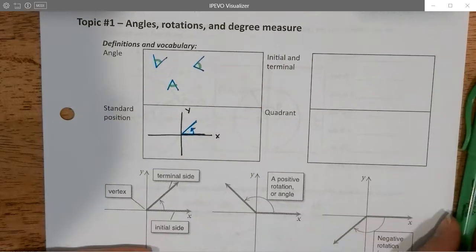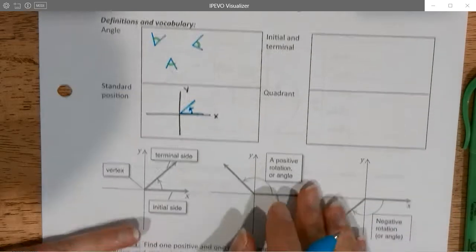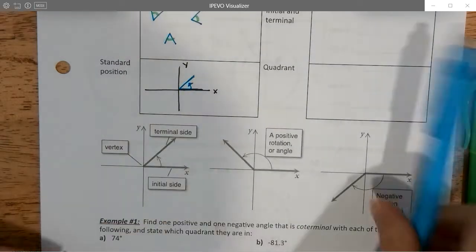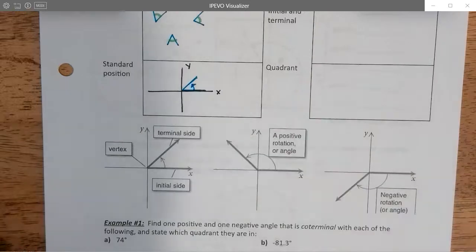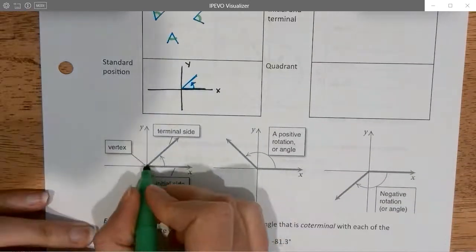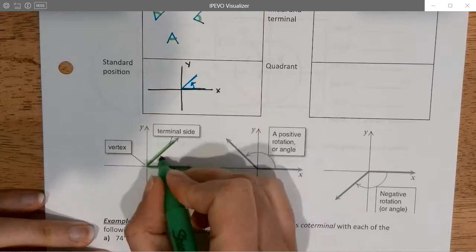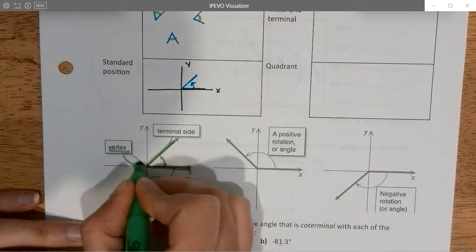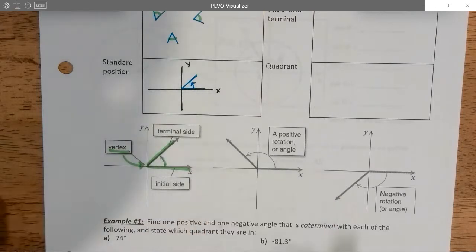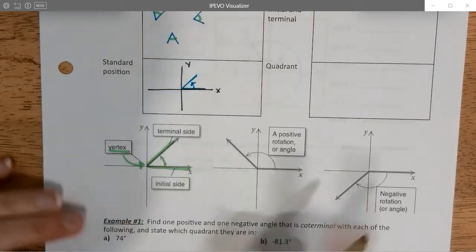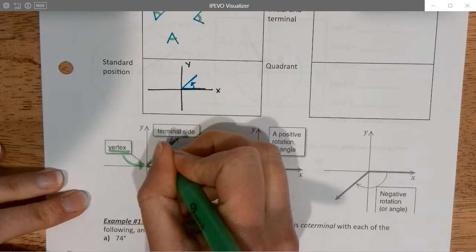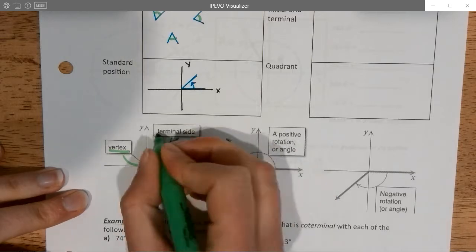Now, as you can see in this picture below, we've got a few more sets of terminology to go along with it. So we have our initial side of the angle and our terminal side of the angle being between them. We also use the word vertex for the point in the middle of the angle. We want the vertex at the origin so that we can measure this angle right here. So we have our angle theta measured between its initial side and its terminal side.